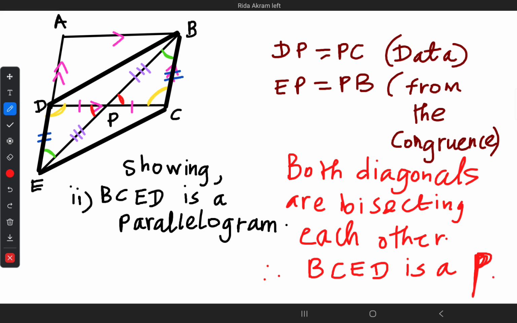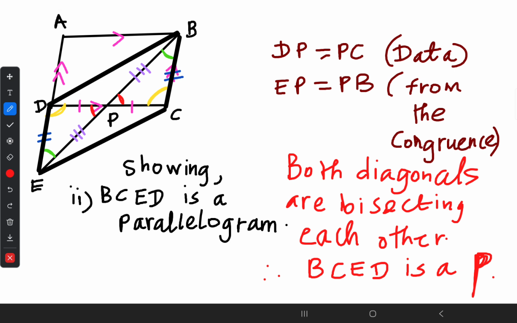No need to derive maximum, but with enough details, you should show that there are several properties of a parallelogram. You should remember them before applying. DP equals PC, EP equals PB. Both diagonals are bisecting each other. So there are two possibilities. It could be a rhombus or else it could be a parallelogram. If that is a rhombus, we know that all sides should be the same. But we do not have any clues about these. So we can stick with this one. Both diagonals are bisecting each other. Therefore, BCED is a parallelogram. That's all about this question.